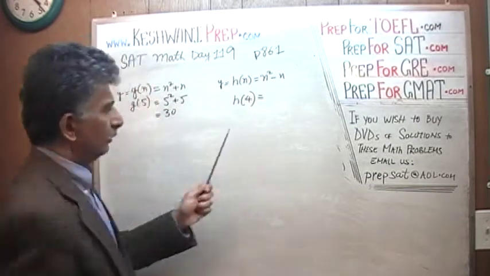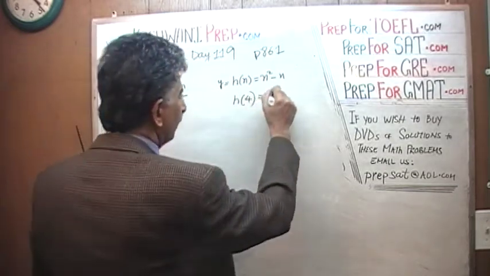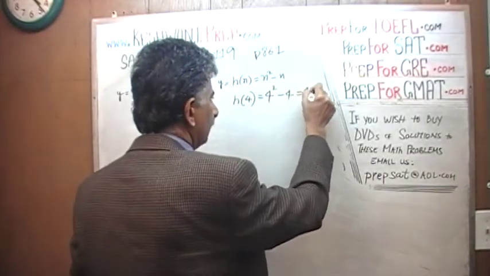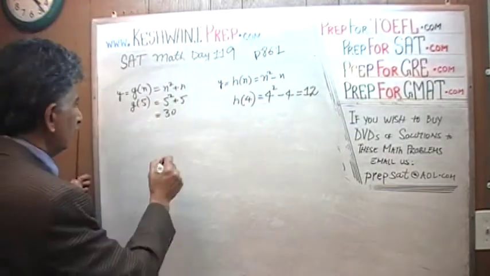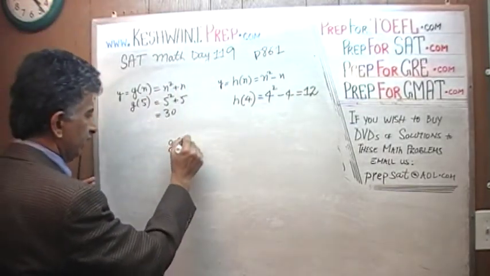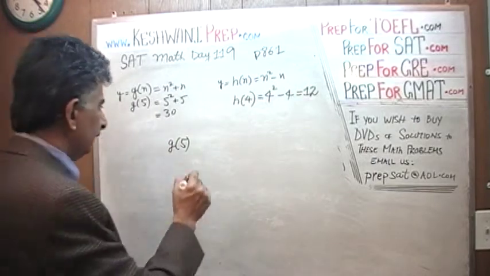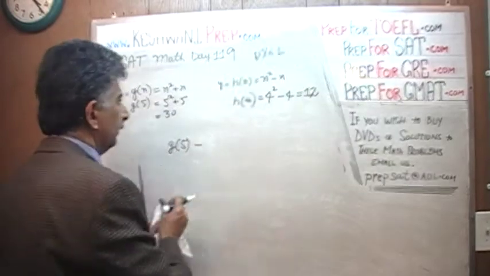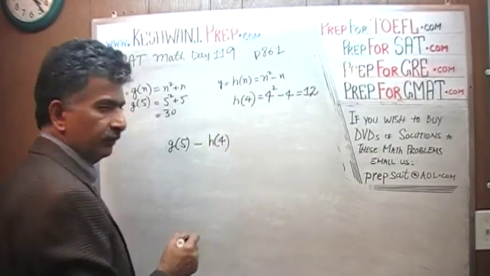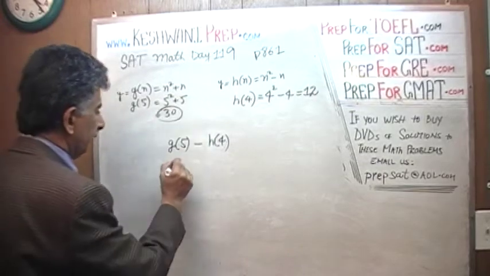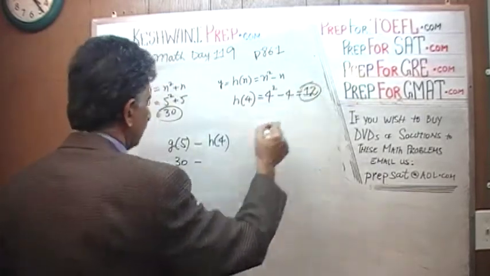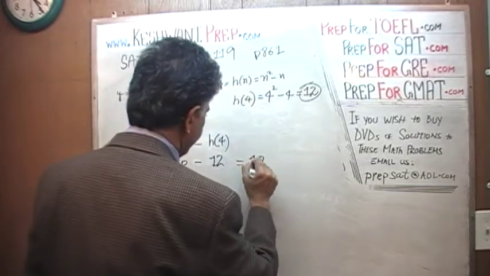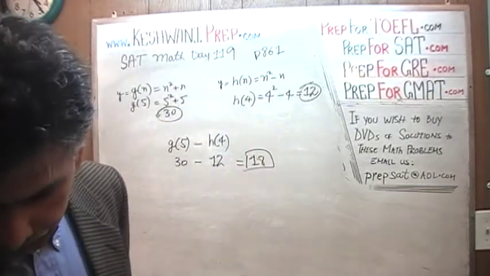Value of the function h when n equals 4 is simply 4 squared minus 4, 16 minus 4, which is 12. And that's it, we are done. And therefore, what they are looking for is the value of the function g when n equals 5 minus the value of the function h when n equals 4. It is simply 30 minus 12 or 18. The answer is D.